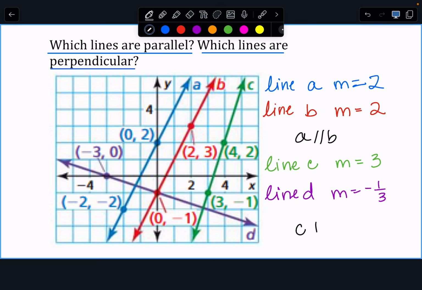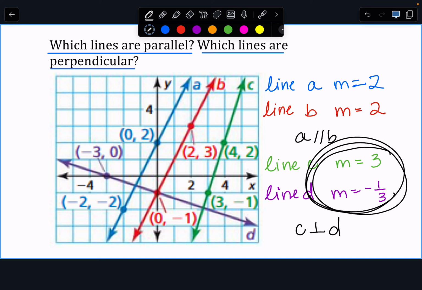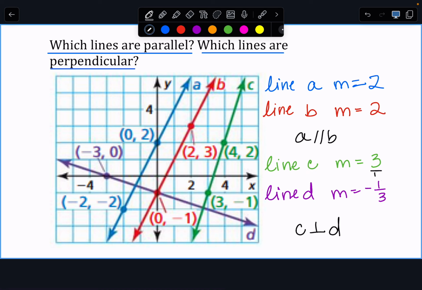Okay, C is perpendicular to D because these two slopes right here are opposite reciprocals. One is positive, one is negative, and they are reciprocal. They're flipped from each other because this is 3/1, right? So when we make it a reciprocal, it's 1/3. Okay.